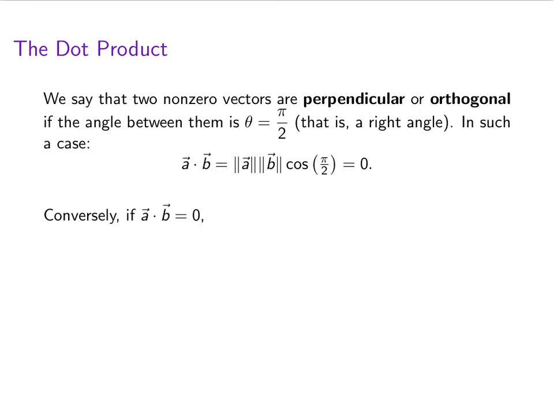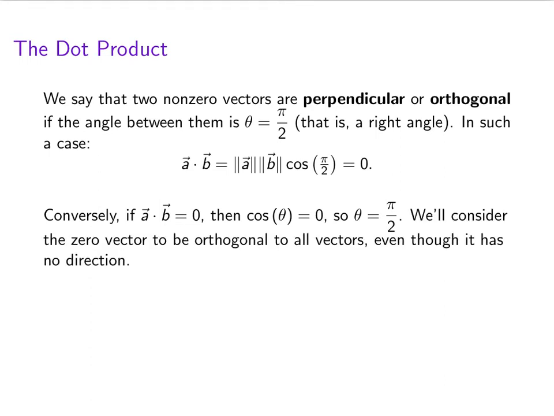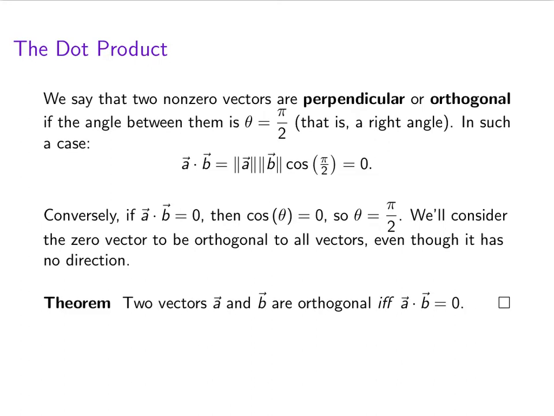Now, on the other hand, if we start with two vectors whose dot product is 0, then cosine of theta has to be 0. And so theta is pi over 2. Now we're going to say that the 0 vector is going to be orthogonal to all vectors, even though it has no direction. So we're going to have a theorem now that says the two vectors, a and b, are orthogonal if and only if a dot b is equal to 0.